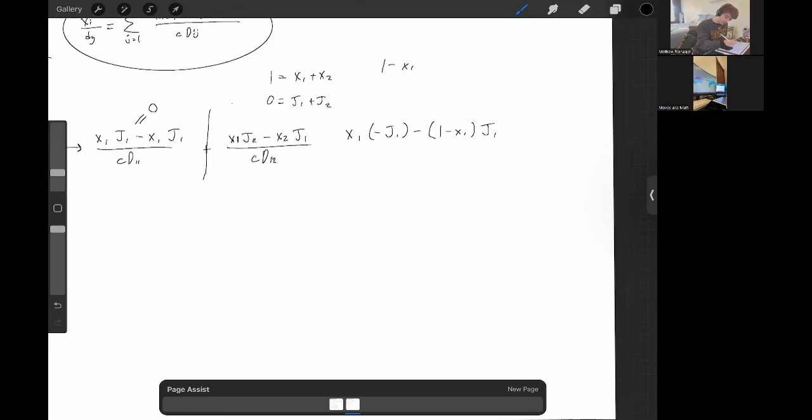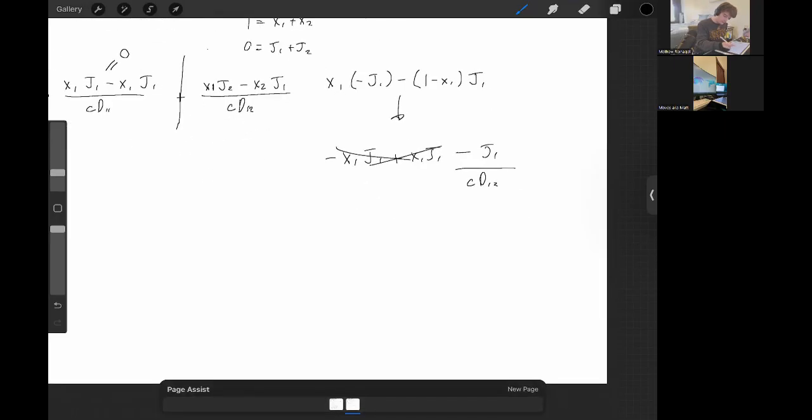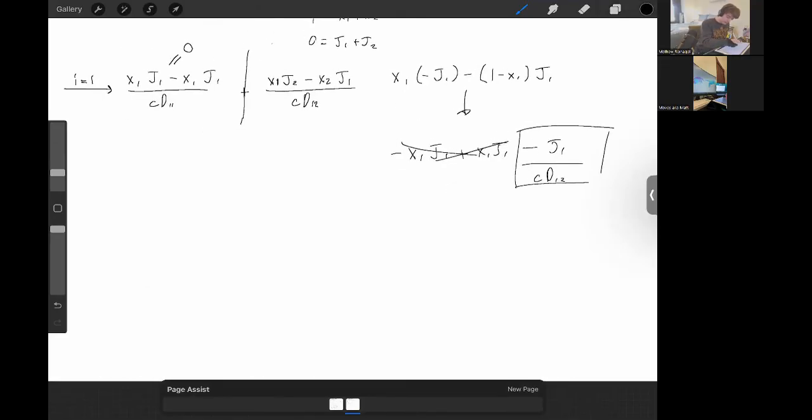So when we simplify the numerator, we get negative x1 j1 plus x1 j1 minus j1. And if we look, that cancels out. So we're left with just negative j1 over c d of 1, 2. Also, I'm saying j a lot. That's flux. Don't worry, I know what I'm talking about. I'm not a fool.